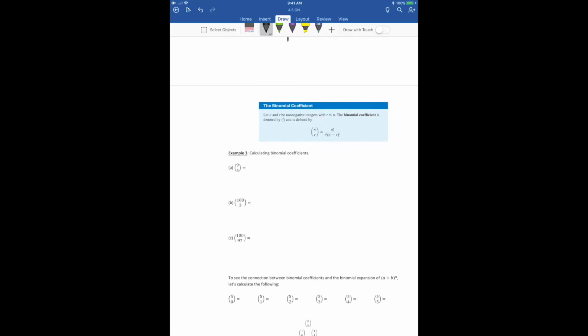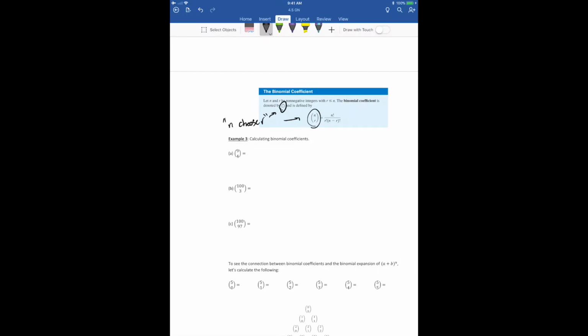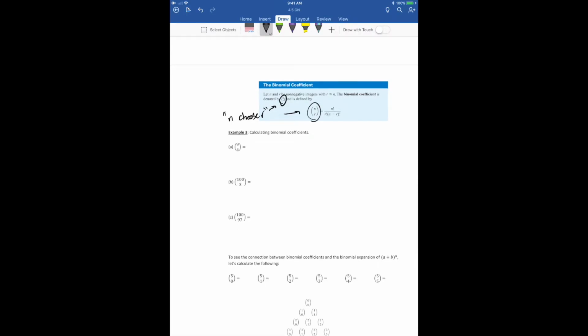Then the binomial coefficient, denoted by this interesting notation, is defined by this interesting notation equals n factorial over r factorial times n minus r factorial. This interesting notation is read as n choose r. So whatever the top number is, choose whatever the bottom number is. And we're plugging into this formula. And this will give us the binomial coefficient that we need.